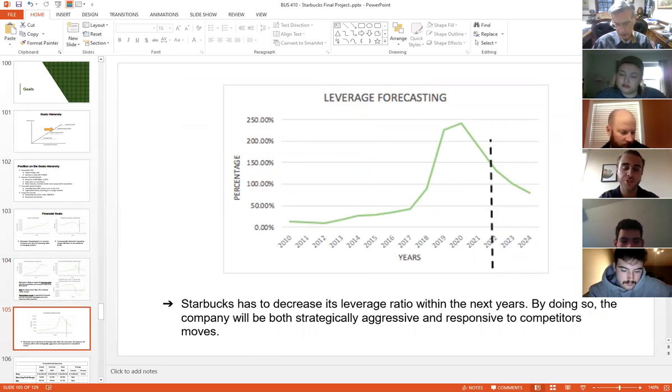And for the leverage forecasting, it's clear that Starbucks has to decrease its leverage ratio. And by doing so, the company will be able to be strategically aggressive. And also, the company will be able to be responsive to competitors' moves. So right now, do you think this company's in good enough shape to be strategically aggressive? Right now it's not. Not at all. This leverage is far too high. So it really reins them in. They've got to get this under control.